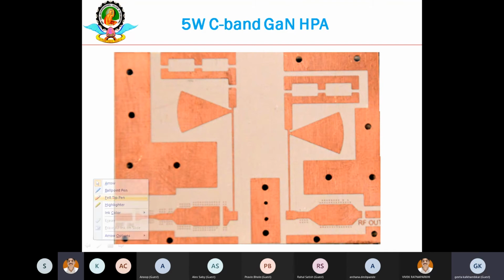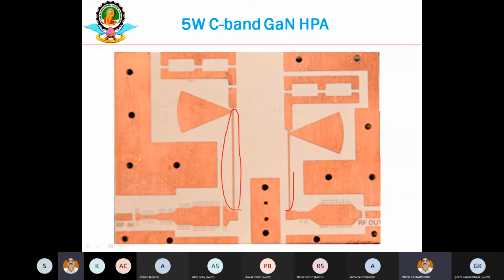See, this is actually a lambda by 4 line, right? Yes. Both the sides we have a lambda by 4 line. This lambda by 4 is exactly lambda by 4 at lambda only, right? Yes. So this point will be short to RF. RF is flowing in this direction. So you expect that RF should not enter the DC line. So this is the DC line. This is also DC and this is also DC. And this is the RF line.